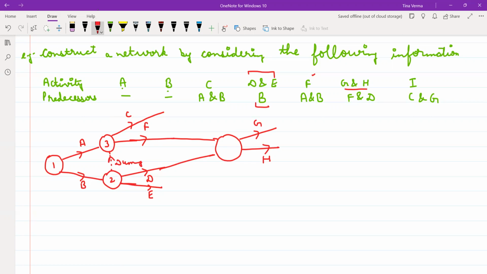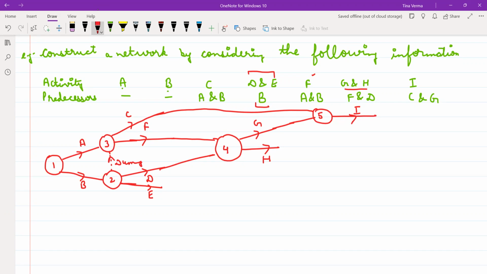I am naming these nodes 1, 2, 3, 4, right? You can start. Now for activity I, I require C and G. Please adjust with the drawing. This is a line which is representing it, right? So for activity I, I require C and G. This is my activity I. So this is my 5th node. Is it clear? Can I stop here?